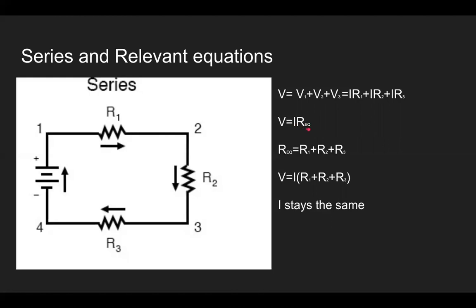And this little EQ on the bottom means equivalent resistance, which is basically the sum of all resistances in the system. All right. To find equivalent resistance, you just add up the resistances R1 plus R2 plus R3. And since V equals I times R equivalent, you can just substitute R1 plus R2 plus R3 in here. You get V equals I, parentheses, R1 plus R2 plus R3. Algebra.